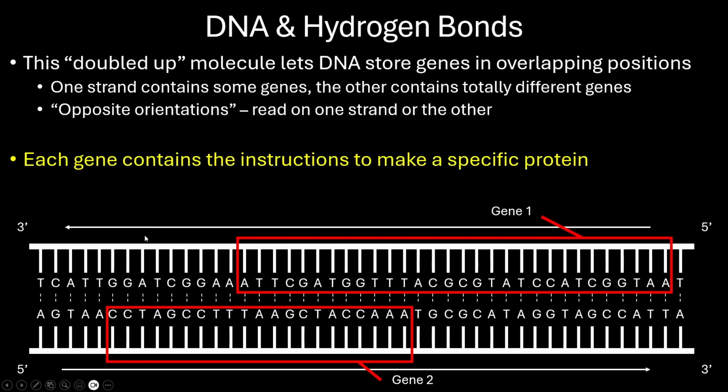Now, this molecule, because it's so doubled up like this, we have two different strands. They are complementary, but they are distinct and different from each other. It allows DNA to store genes on either strand of the molecule. Now, one strand is going to contain information for some genes, and the other strand is going to contain information for different genes. This is a way of stacking the information and organizing it in a more complex way. Each of these genes contains the instructions to make a specific protein that the cell really needs. If the organism possesses the gene, it means that it has the capacity to make that protein.